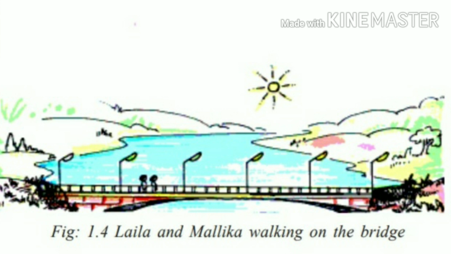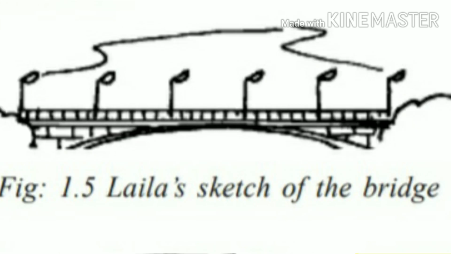Look here. When they came back, Laila drew a sketch of the bridge and the lamp posts on a paper so that she can take it with her. When she was drawing the lamp posts, she took care to draw them at equal distance. The distance between the first and the last lamp post was about 5 centimeters. Here, see the sketch map is smaller than the actual bridge. Understand? Measure the total distance in Laila's sketch map from lamp post 1 to lamp post 6.